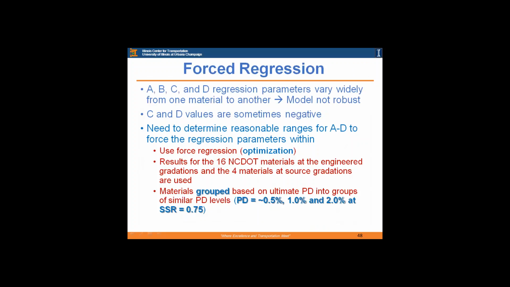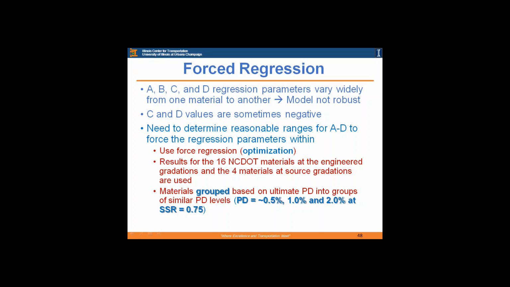So after we did that, we know that the model works and gives accurate predictions for permanent deformation, but we were trying to look at the ABCD values and the variability we were getting in them, that I showed, the negative numbers and the high ranges. If they are very variable, then the model is not robust. If they are negative, then something is not making sense. And we need to determine reasonable ranges for the ABCD values within which the regression parameters should lie.